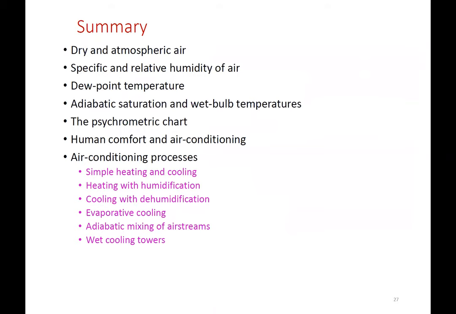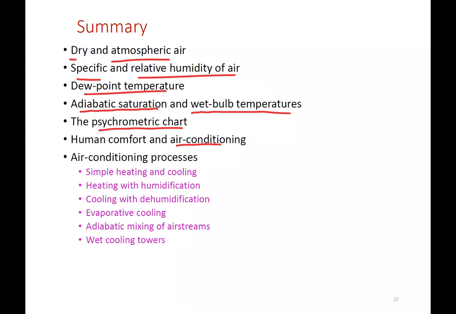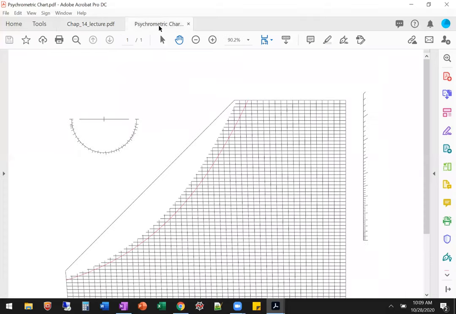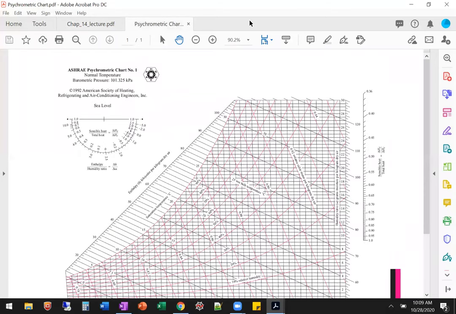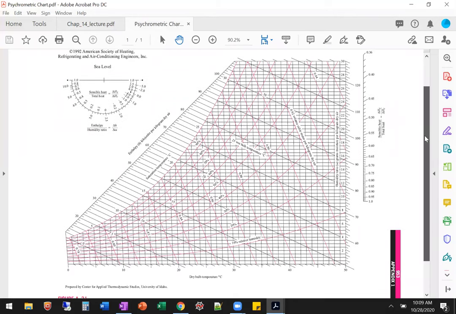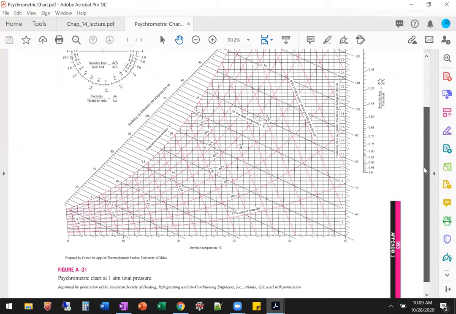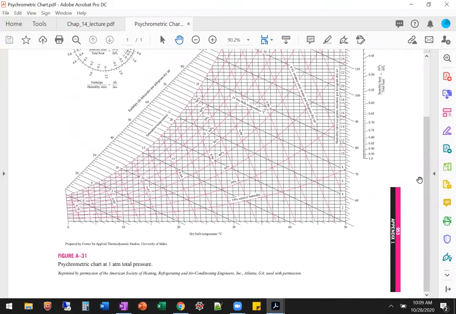Okay, so we went through and defined what dry and atmospheric air is. We looked at specific and relative humidity, dew point, adiabatic saturation, which is the wet bulb temperature, the psychrometric chart, human comfort, air conditioning, and then the simple processes. If I show you the psychrometric chart real quick, I have it up on Canvas also, just the PDFs of it, but it's also in your book: figure A-31 for the SI units and A-31E for the English units.